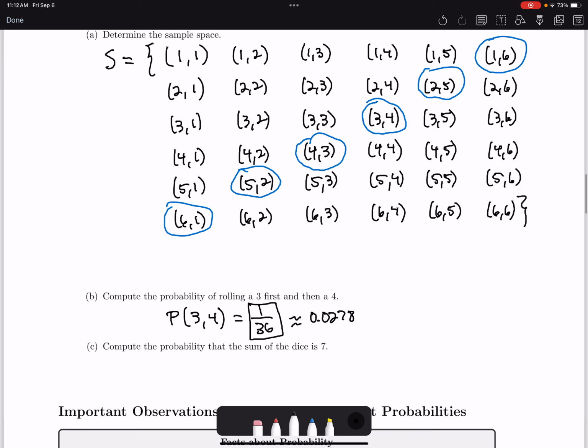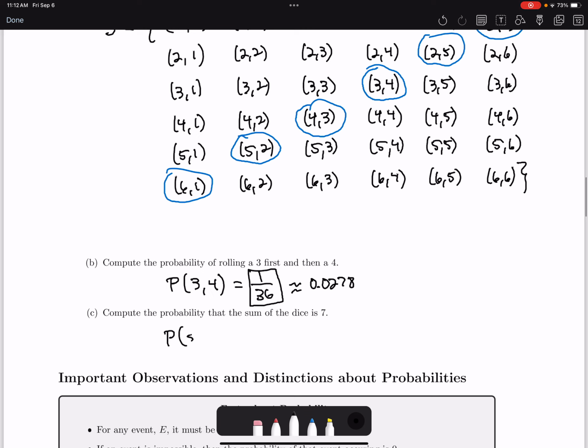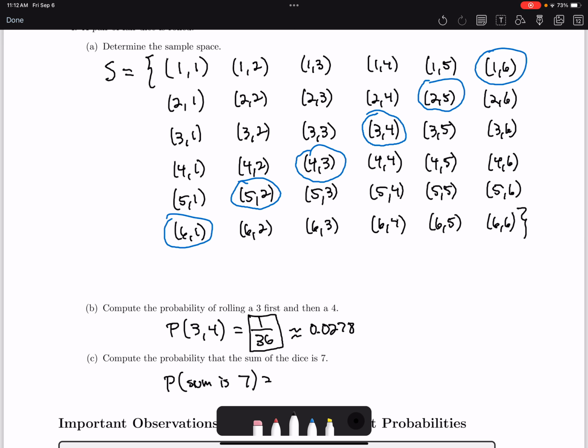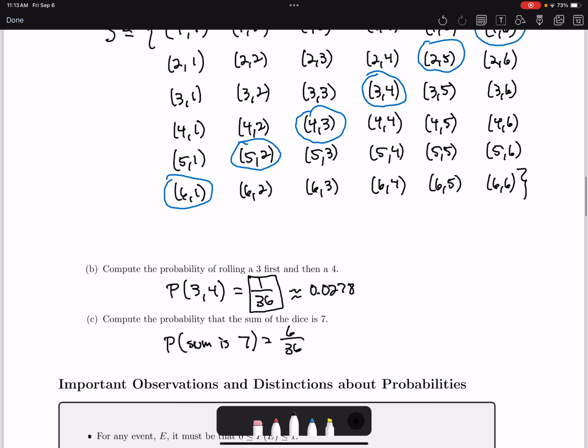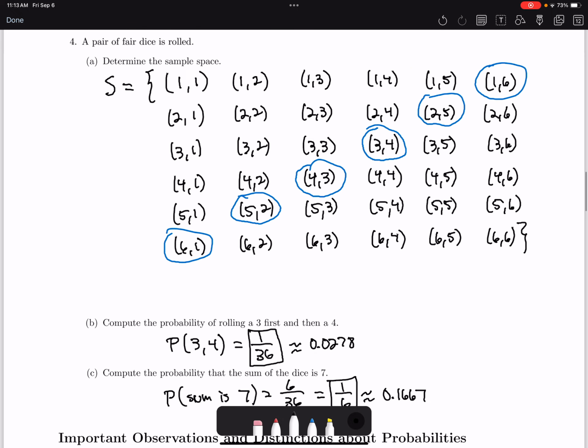So we'll say probability that the sum is 7. Well, there were 1, 2, 3, 4, 5, 6 of those out of 36 possibilities. And that reduces to 1/6, which is approximately 0.1667. Okay, so that's how problems involving dice would work if we encounter any of those.